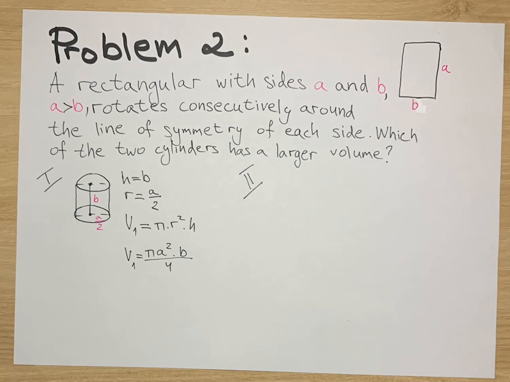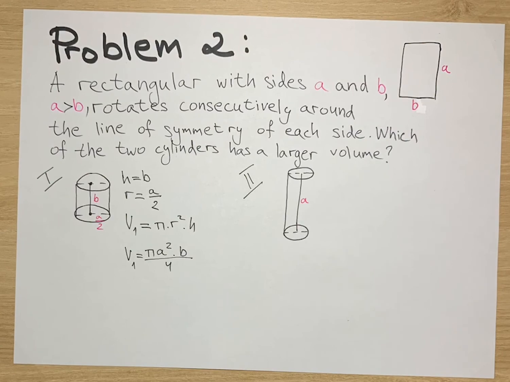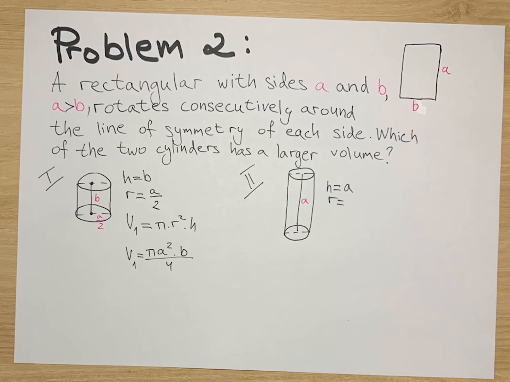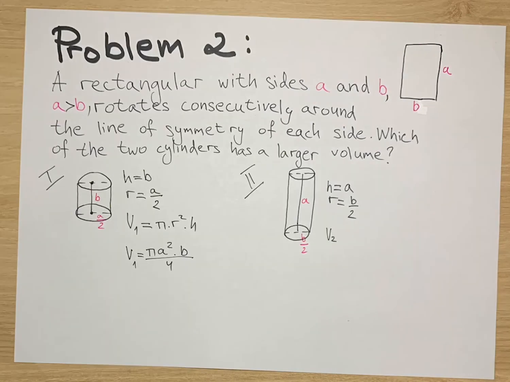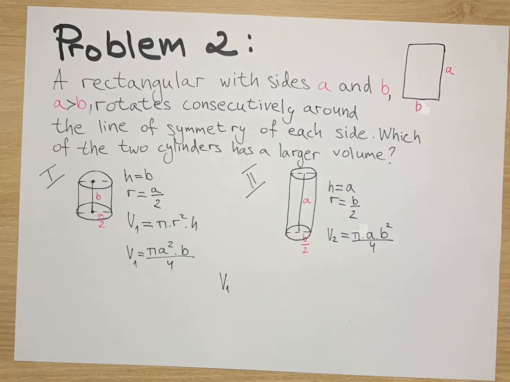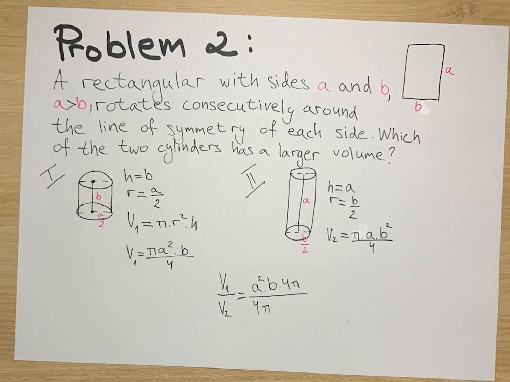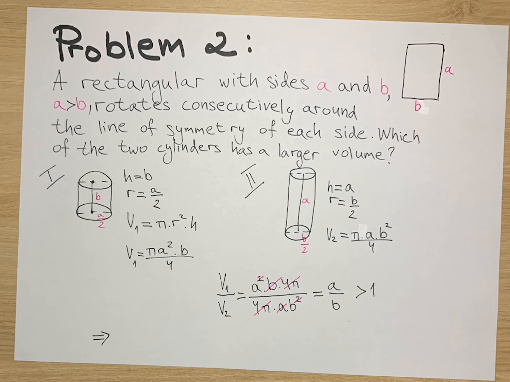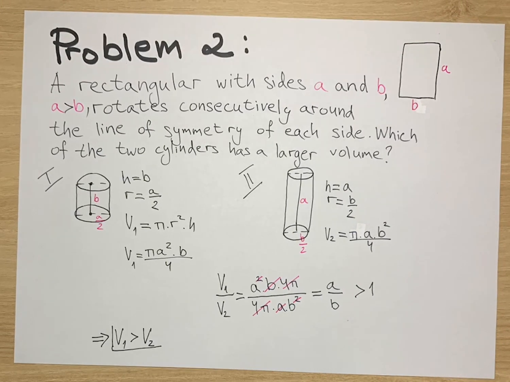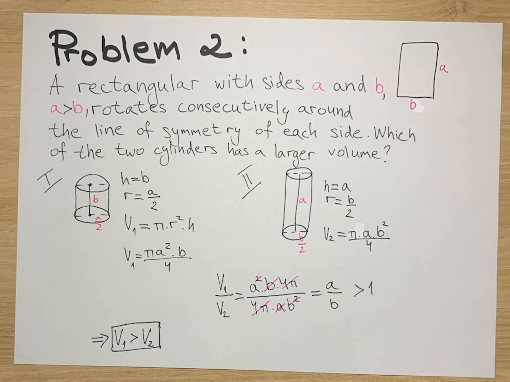But there is a second cylinder. If the height of it is equal to a, the radius of the base would be equal to b divided by 2, and the volume, V2, would equal pi times a times b squared divided by 4. We will compare the two volumes by finding their ratio. V1 divided by V2 equals a squared times b times 4 pi divided by 4 times b times a times b squared. And when we simplify this equation, we are left with a divided by b, which is greater than 1. Hence, the cylinder with height b has greater volume than the cylinder with height a. And this was the end of this problem.